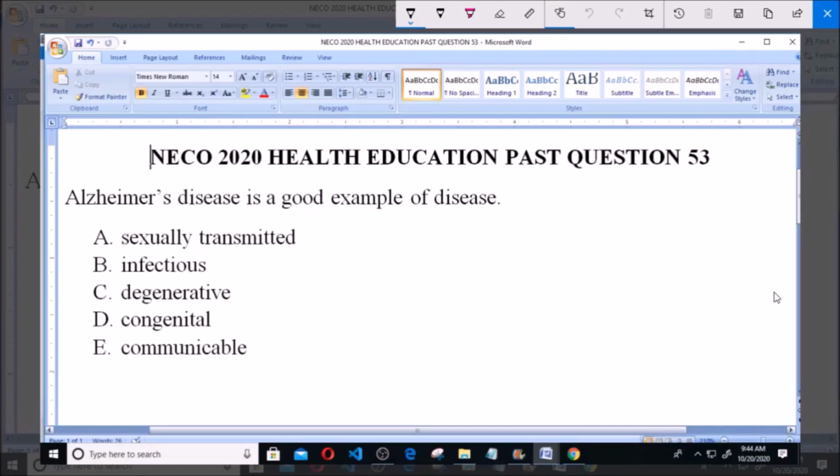Alzheimer's disease is a good example of which disease? A. Sexually transmitted disease, B. Infectious disease, C. Degenerative disease, D. Congenital, and E. Communicable. Now, Alzheimer's disease.